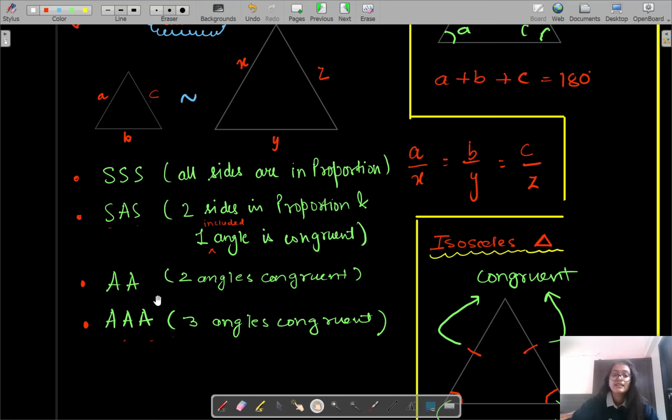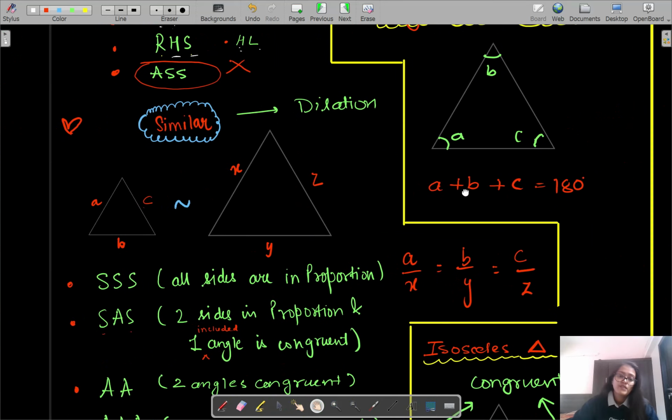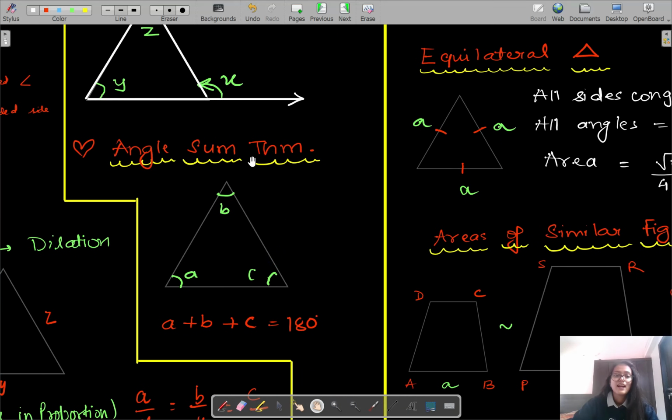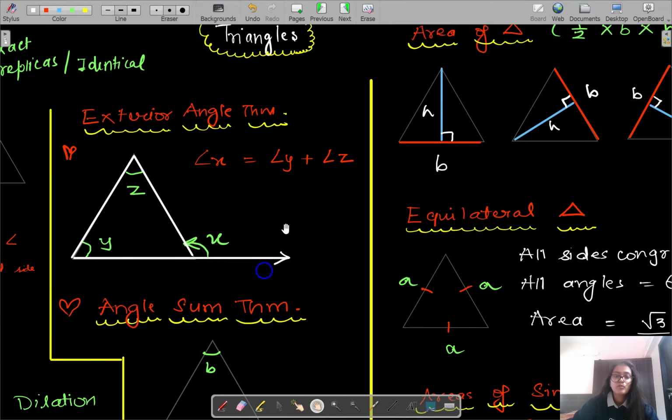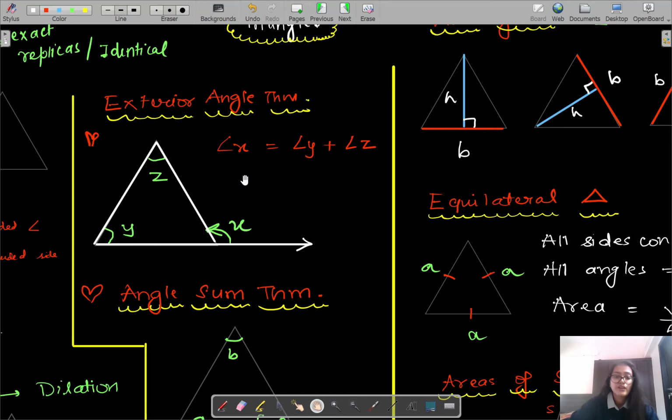Okay. And instead of three angles, even if you have two angles congruent, then also those two triangles will be similar, because then if two angles are congruent, then the third one will be obviously congruent because of the angle sum theorem. Angle sum theorem is this. Now, before angle sum theorem, we'll do exterior angle theorem.